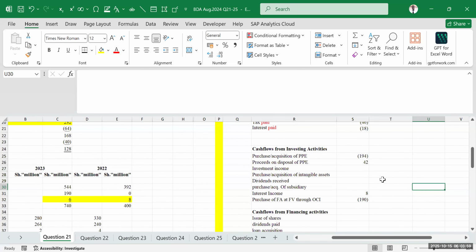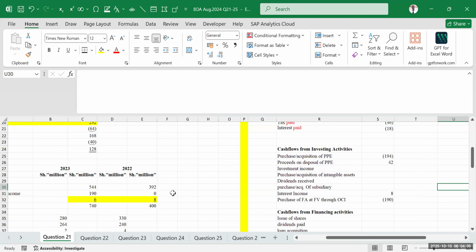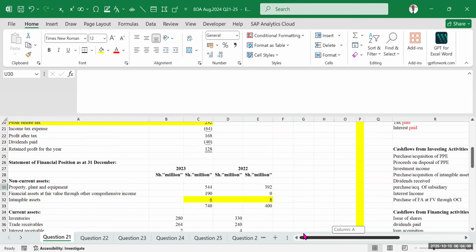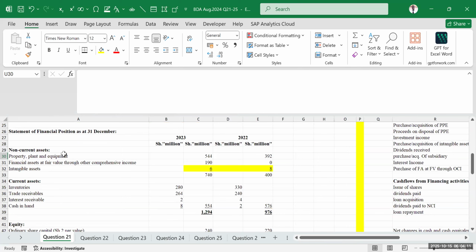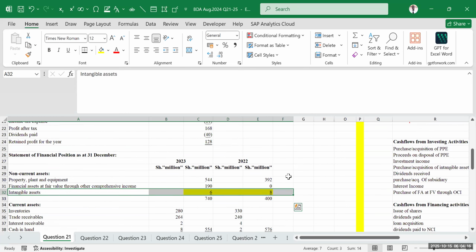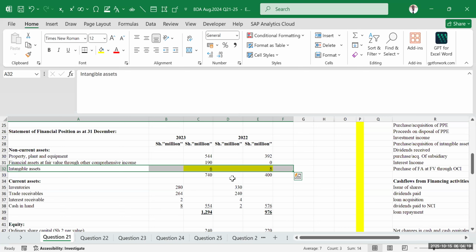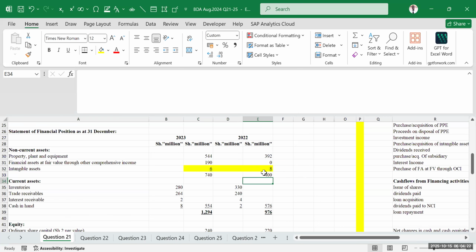Members, any other adjustment I'm leaving out? I want somebody to tell us something to do with intangible assets because it is here. Very good. This is interesting. Now, look at the opening balance in 2022. For intangible assets, it was 8. But then, at the end of the current year, the balance is 6. What must have happened in the intangible assets? And what impact does it have on our statements?